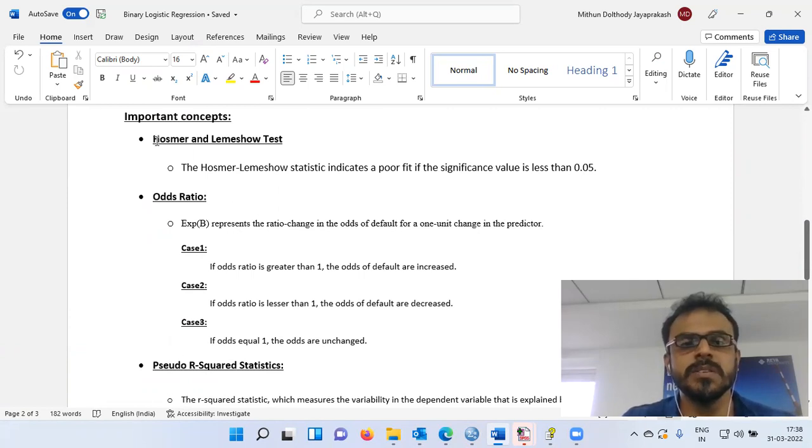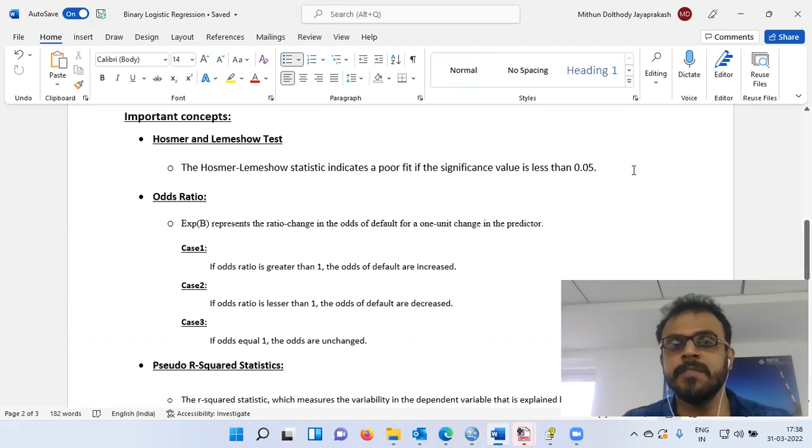First one is what is called the Hosmer Lemeshow test. What is this Hosmer Lemeshow test? The Hosmer Lemeshow test is a goodness of fit measure. And the Hosmer Lemeshow statistic indicates a poor fit if the significance level is less than 0.05. This is a very important point.